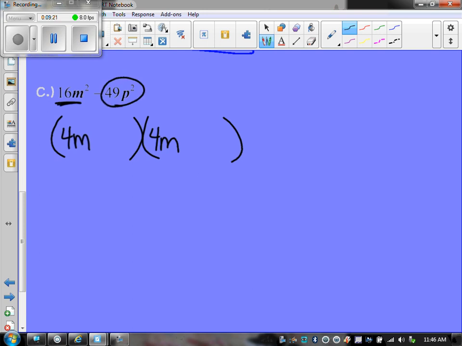Let's see if we can find a way to take my 49p squared and break it up evenly. So how would I take a 49 and break it up evenly? What's the square root of 49? Can I do 7? And not just 7, but I also have a p squared. So can I say 7p here and 7p here?